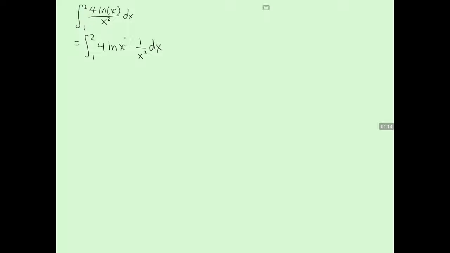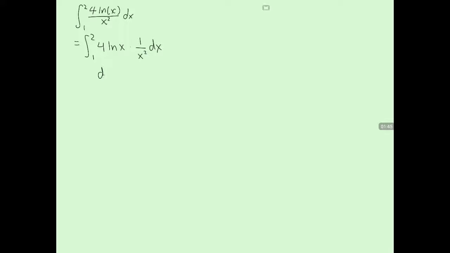Now, do we want to differentiate ln x, or should we differentiate 1 over x squared? Well, if we differentiate ln x, then we're going to get 1 over x, which might make things simpler. Whereas if we differentiate 1 over x squared, we're going to get larger and larger bases in the bottom, and we're going to have to integrate ln x, which will give us something more complicated. So we're not going to integrate ln x, we're going to differentiate it instead.